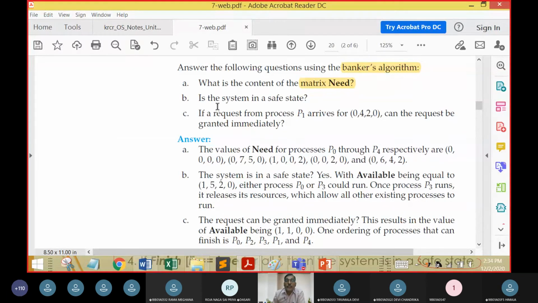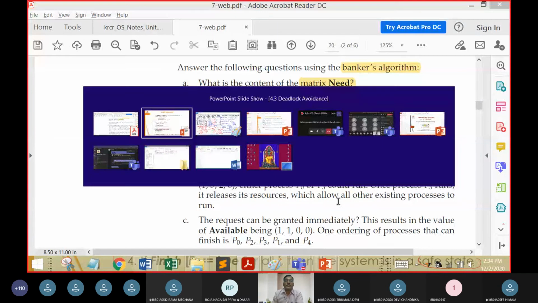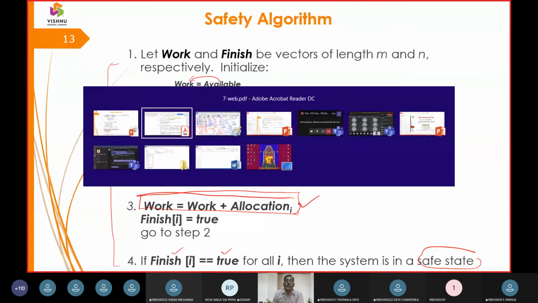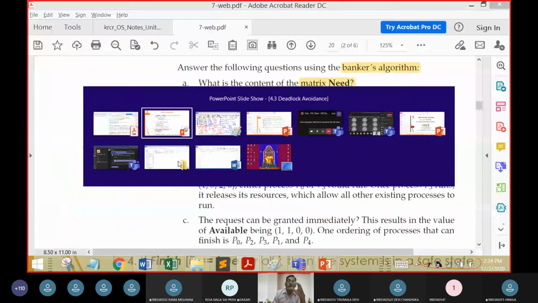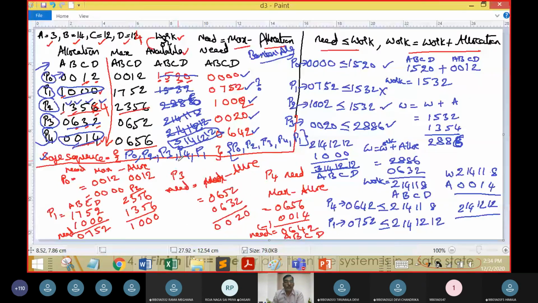Yeah, the answer is it is in a safe state. What is the safe sequence? Yes, we have already derived the safe sequence. The safe sequence was given as P0, P2, P3, P4 and P1. If the system is going to follow this order, definitely it is not going to get into a deadlock.